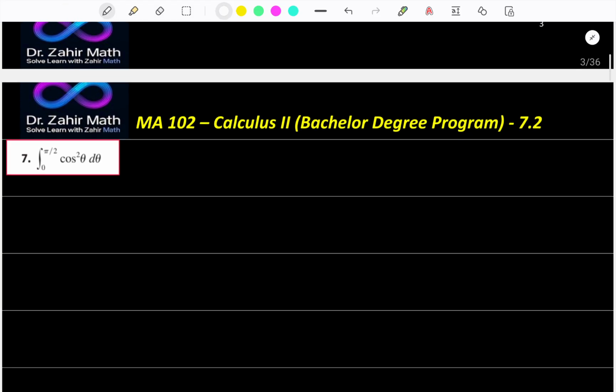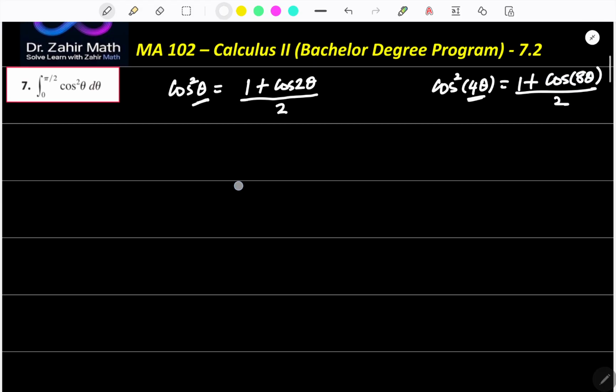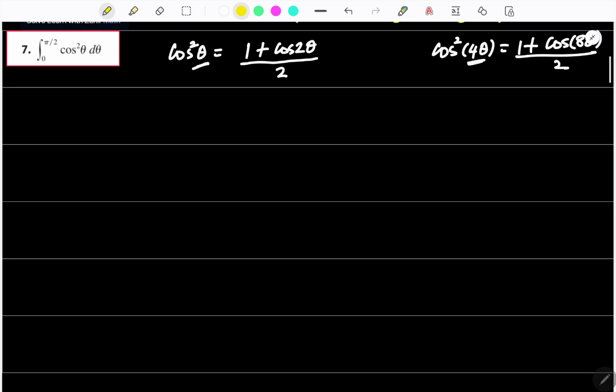Integral 0 to pi by 2 cosine square theta d theta. Now you are going to use the formula cosine square theta is (1 plus cosine 2 theta) divided by 2. Again I am telling, if the question is cosine square 4 theta, which is equal to what? 1 plus cosine of 4 theta multiplied by 2, which is 8. So this becomes cosine 8 theta divided by 2. Keep that in your mind. Now let's start this question.